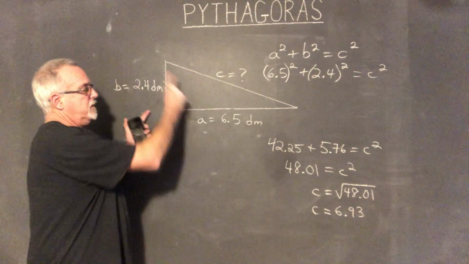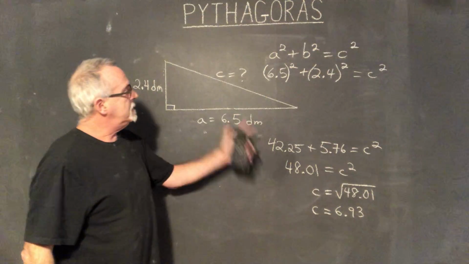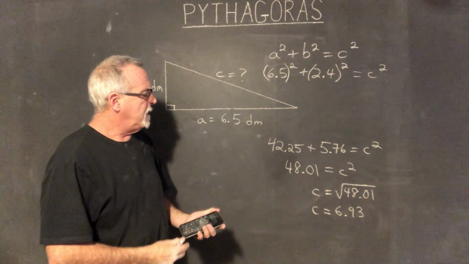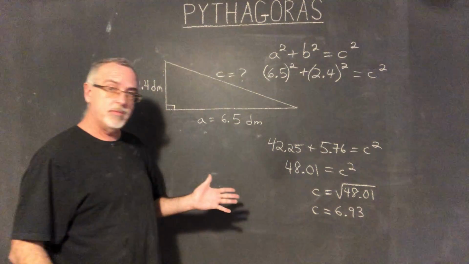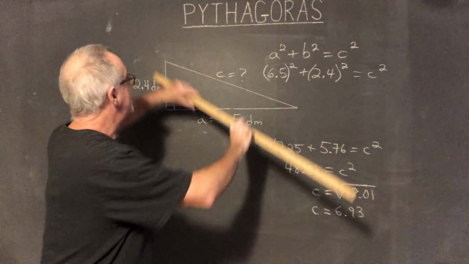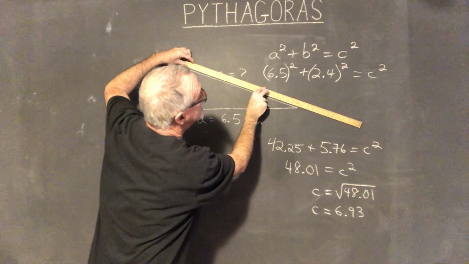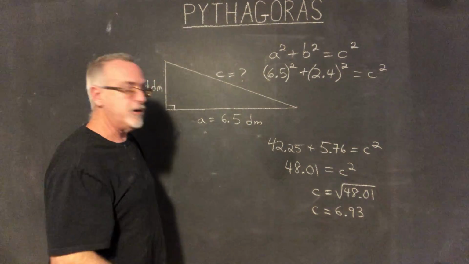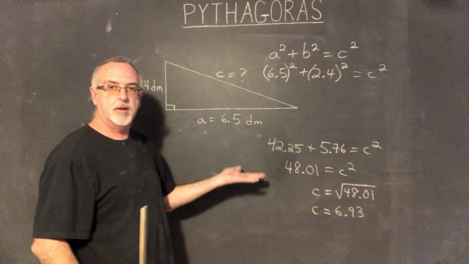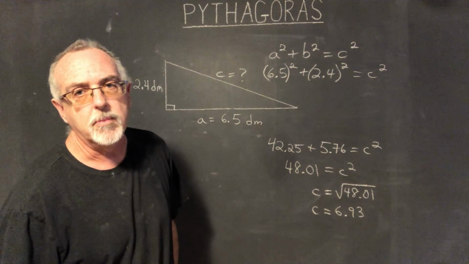And since I did draw this with actual 2.4 decimeter and 6.5 decimeter sides, that means this hypotenuse, if I were to measure it, should give me 6.93 decimeters, or 69.3 centimeters, for which I need the longer one. But it does have centimeters on here on one side. 69, oh nice. Well, it looked like 69, but 6.93 decimeters is very close to 69 centimeters. That works, it works.